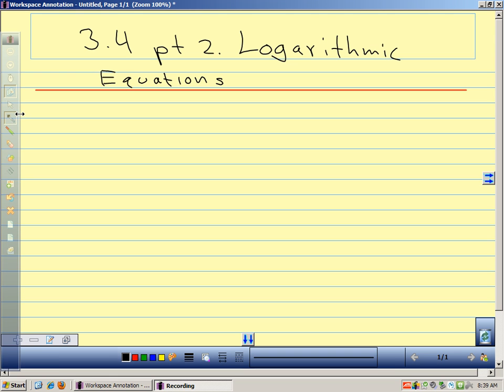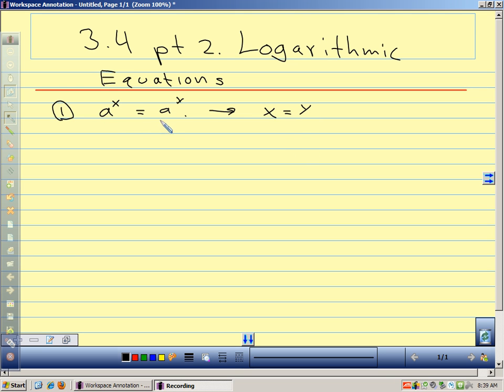So we're going to do what we did yesterday with exponential equations, but we're going to do it with logarithmic equations this time. Let's write down our reminders of the properties that we're using when we're working with these. If we have a to the x equals a to the y, and we wrote these down yesterday, that tells us that x equals y.